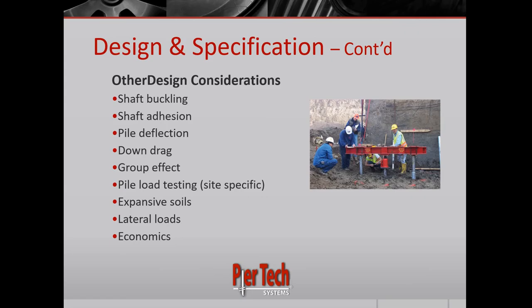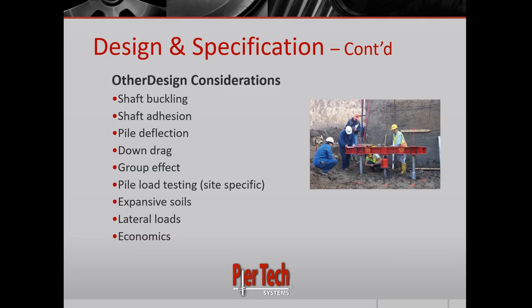Next, you have shaft adhesion. That is typically negligible on a small shaft diameter pier, but when you get into the bigger Hercules pier, you do get some skin friction out of the pile that adds to capacity. Next, you have pile deflection. Pile deflection usually doesn't control on residential projects. On commercial projects, sometimes it starts to become more of a control. And when you get into sensitive equipment that needs very minimal amounts of deflection, that has to be accounted for in the design.